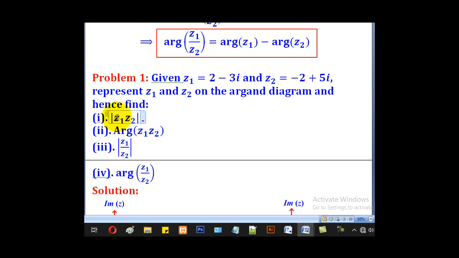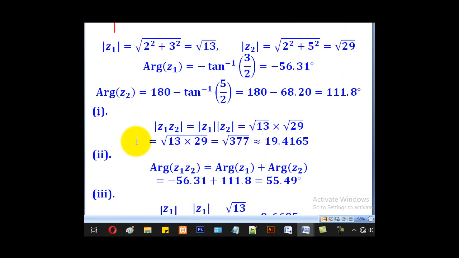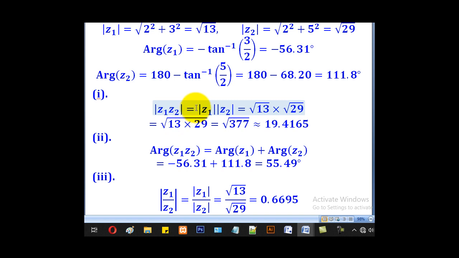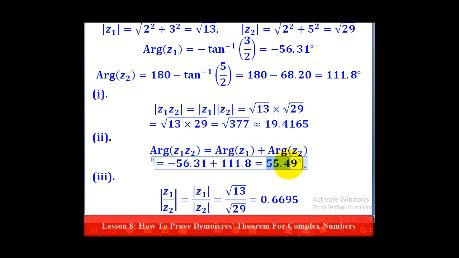Now that we have the independent moduli and arguments, we can come up with the solutions. The modulus of the product of z1 and z2 is equal to the modulus of z1 times the modulus of z2, which is root 13 times root 29, giving root 377 as our answer. For the argument, we have to add. We say product here, we add here. The argument of z1 was negative 56.31 and z2 was 111.8, so when you add, you get 55.49 degrees.